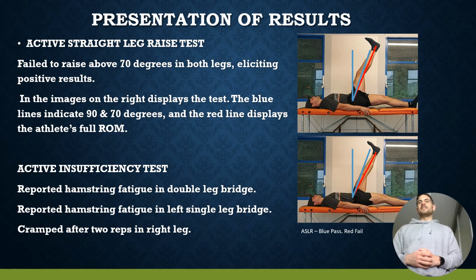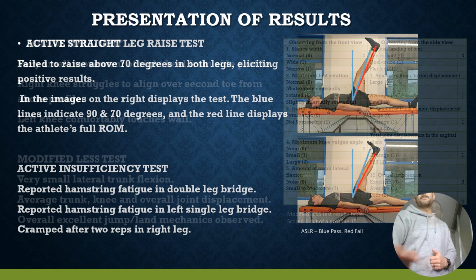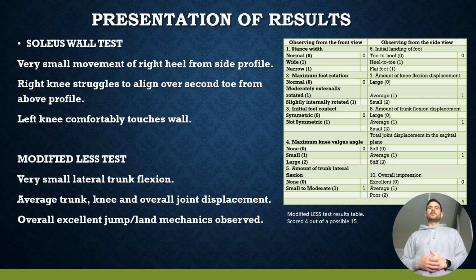The findings from this test suggest the athlete is over-reliant on their hamstrings and has difficulty activating their gluteal muscles. In the Slayes wall test, the athlete moves their heel very slightly off the ground on their right foot. From the camera angle above the knee, it is more apparent that the athlete struggles to track their knee over their second toe, and this could be compensation for keeping their heel on the ground. The left knee touches the wall without any issues, therefore there may be slight tightness in the right calf and nothing of note in the left.